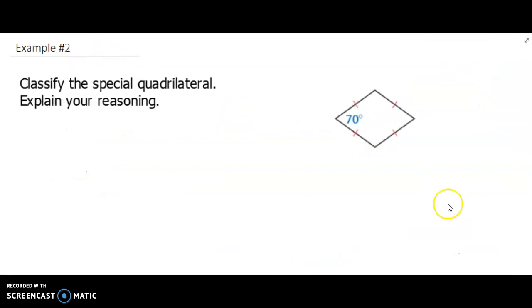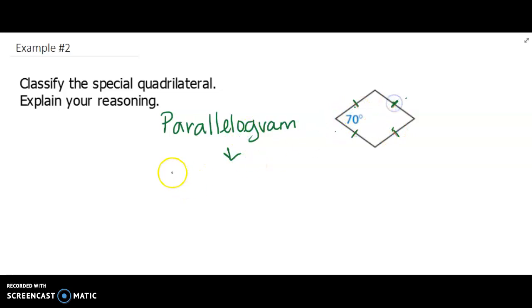All right, let's look at this quadrilateral here. It says, classify the special quadrilateral and explain your reasoning. All right, so we know it's a quadrilateral and all 4 sides are congruent. Okay, well, that tells me both pairs of opposite sides are congruent, so we know it's a parallelogram to start with.